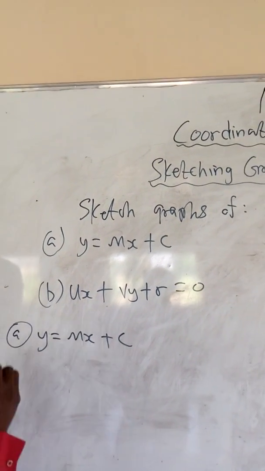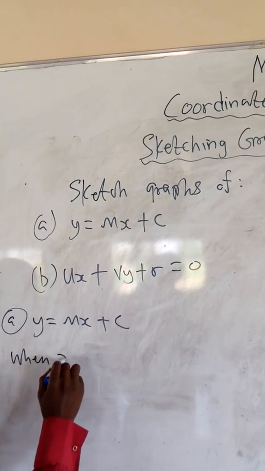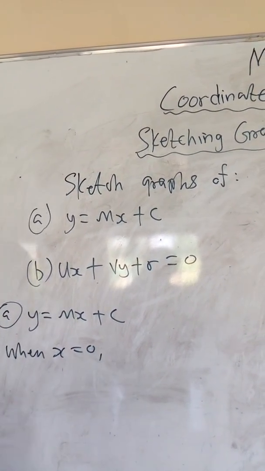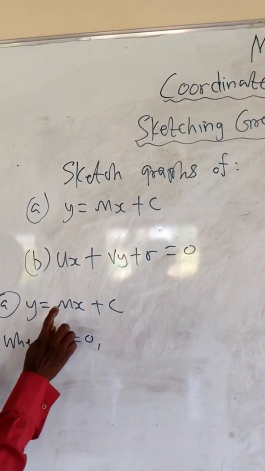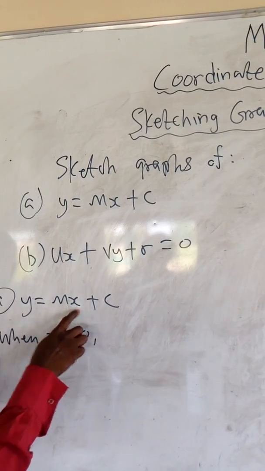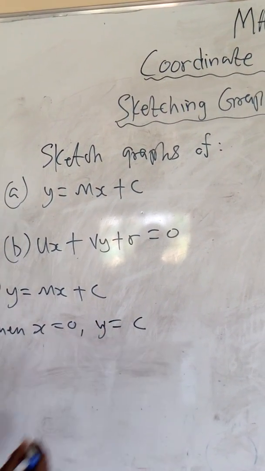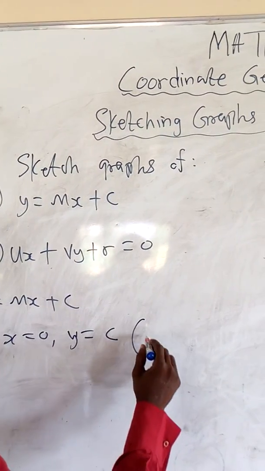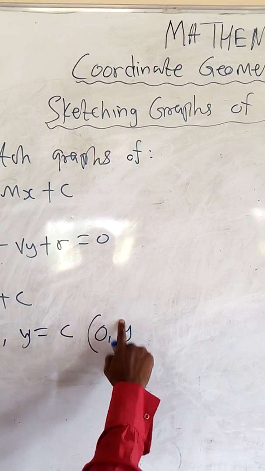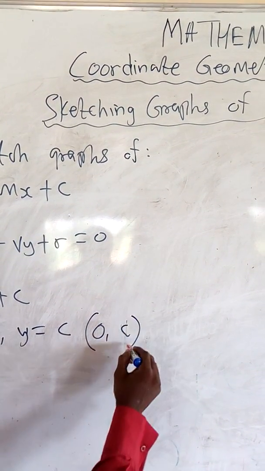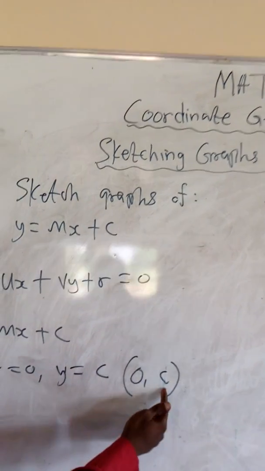For example, when x equals 0, then the whole thing here becomes 0, because m multiplied by 0 gives 0. Then y will be equal to c. Hence, our coordinate becomes 0, c. 0, c is the coordinate. When x is 0, then y is c.